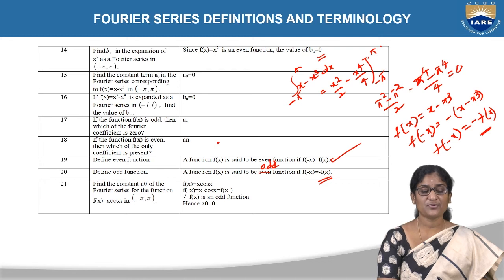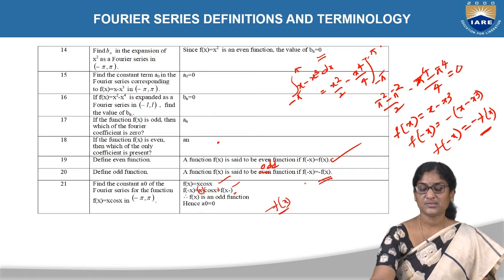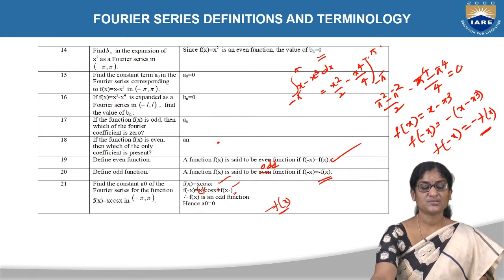Find the constant a naught of the Fourier series for the function f of x is equal to x cos x in the interval minus pi to pi. Since f of x is equal to x cos x, what is f of minus x? F of minus x is equal to minus x into cos of minus x, which gives minus f of x. Therefore, the function is an odd function. Hence, a naught will be equal to 0. He asked only about a naught, so you can say that a naught is equal to 0.